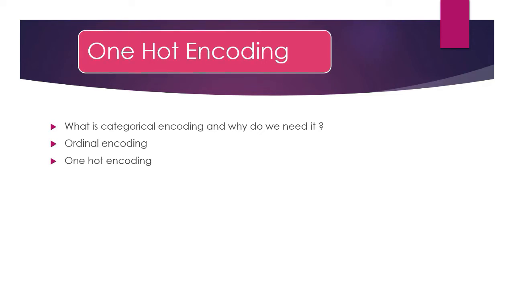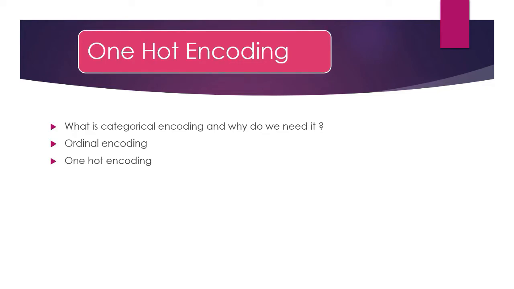Machine learning, that is one hot encoding. It comes under the umbrella of feature engineering, and today we are discussing one hot encoding. The points we are going to cover are what is categorical encoding and why do we need it, ordinal encoding, and then one hot encoding. This is not a dedicated video on ordinal encoding. We will briefly touch on ordinal encoding and then move to one hot encoding.